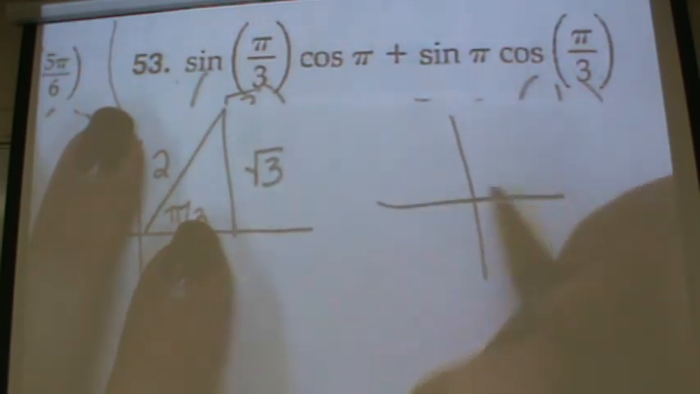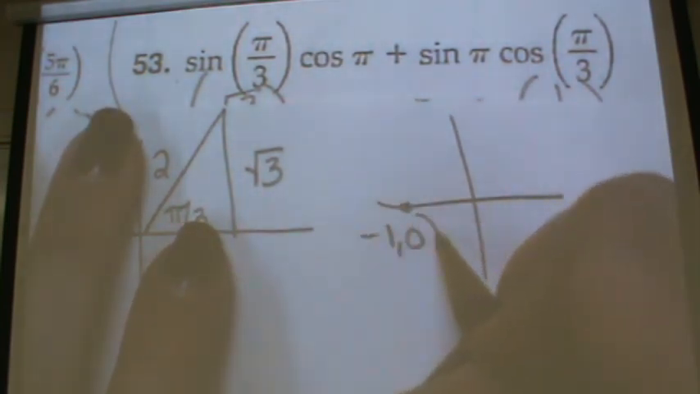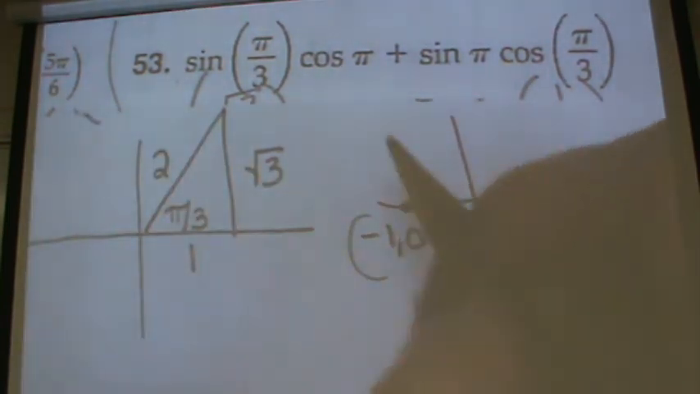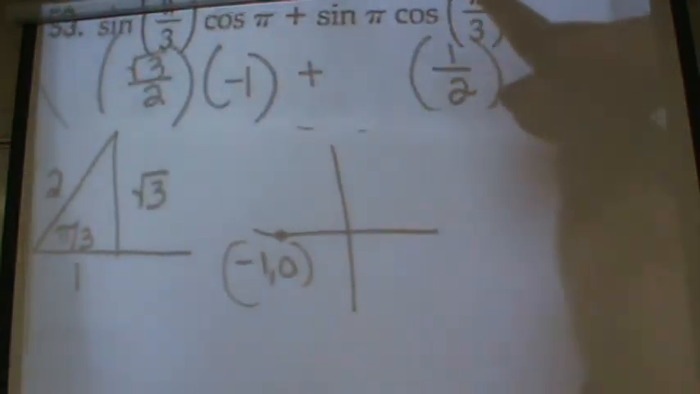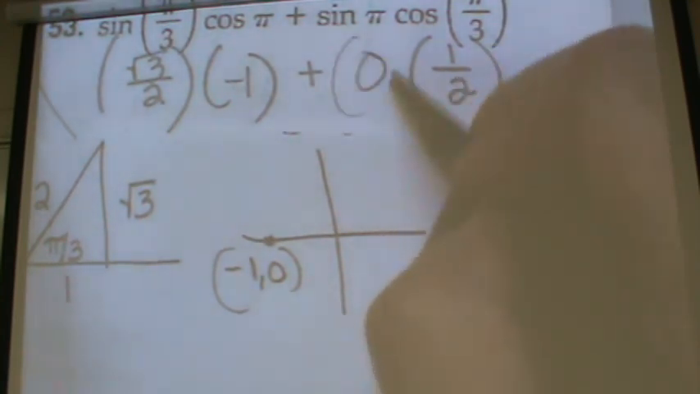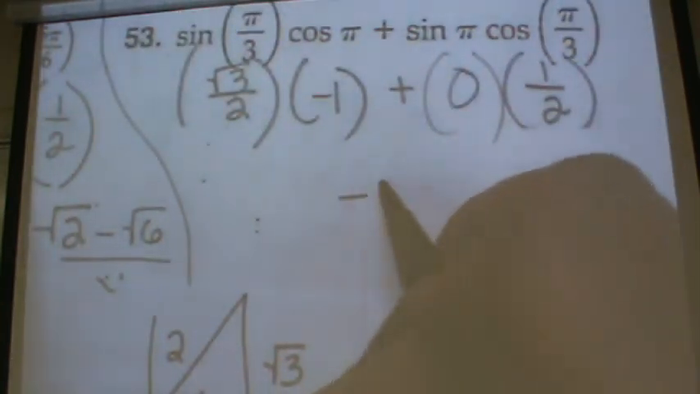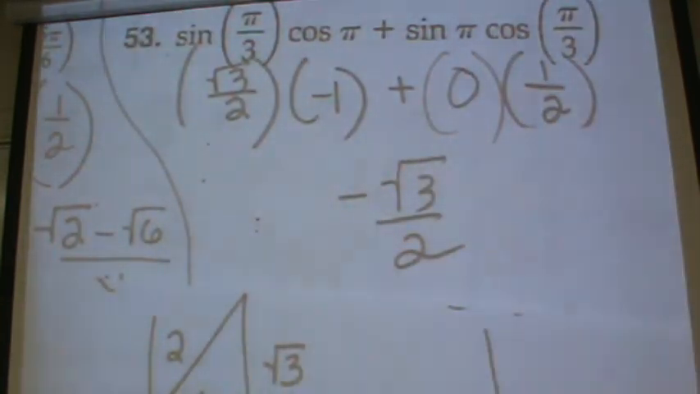Now what about, where's pi? Negative 1, 0. Cosine is the x value over the r, so negative 1. Right. What's sine? 0. Sine of pi is 0. So what's your answer? Negative root 3 over 2. That was an easy one.